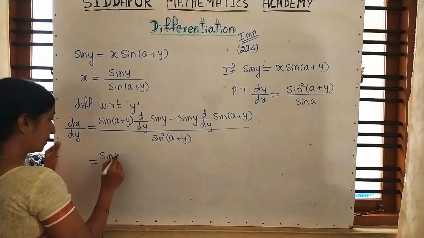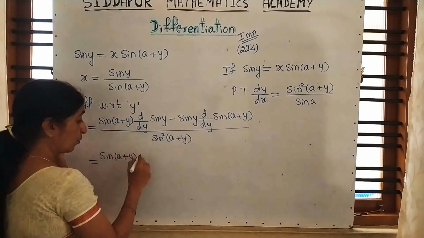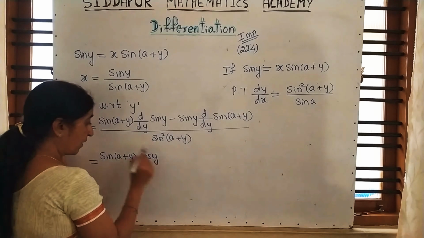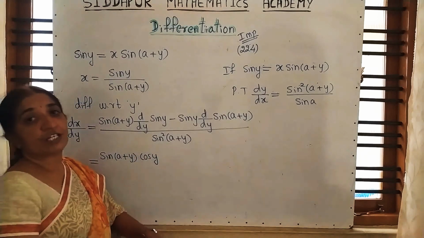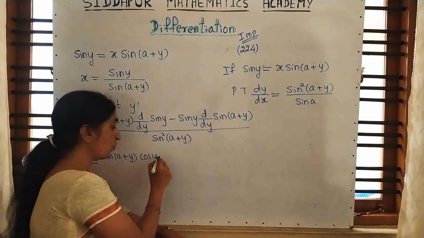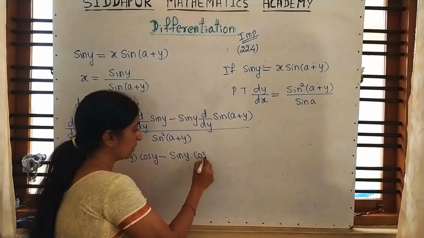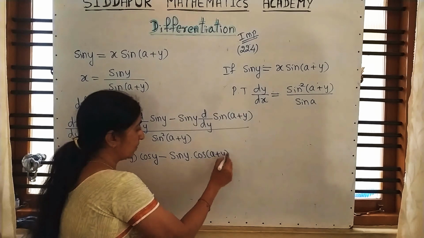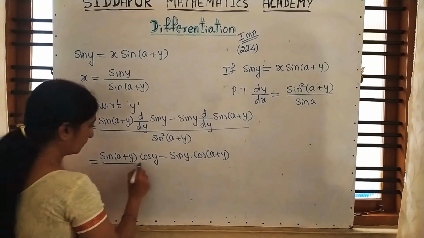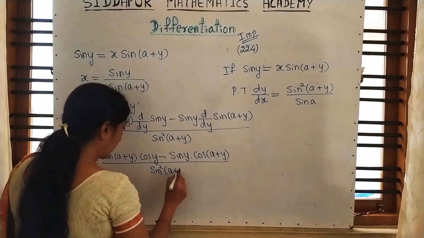Sin(a + y) is kept as it is. Differentiation of sin y with respect to y is cos y. Now we are not differentiating the angle because we are differentiating with respect to y; the angle is also y. Next is sin y. Differentiation of sin is cos(a + y), divided by sin²(a + y).